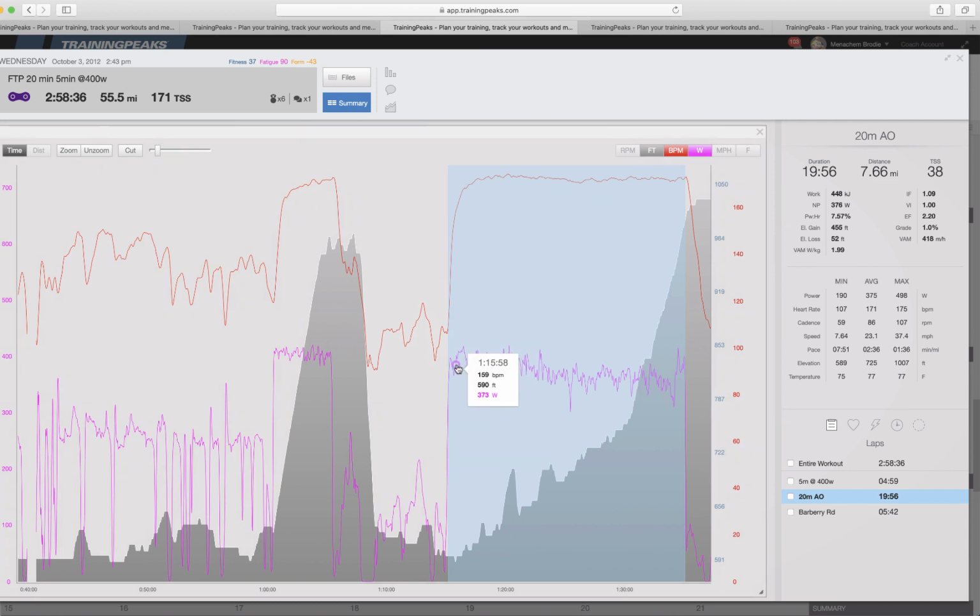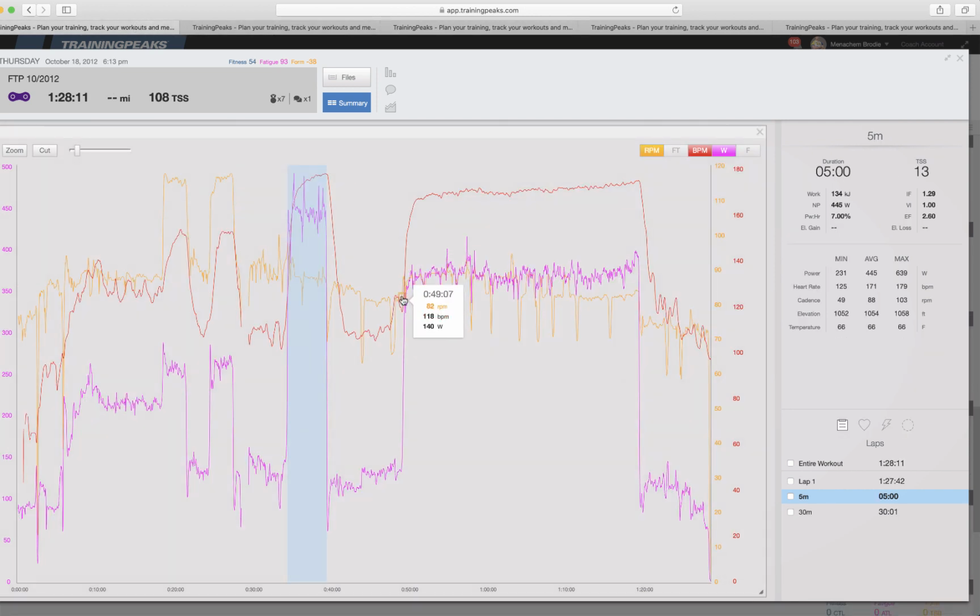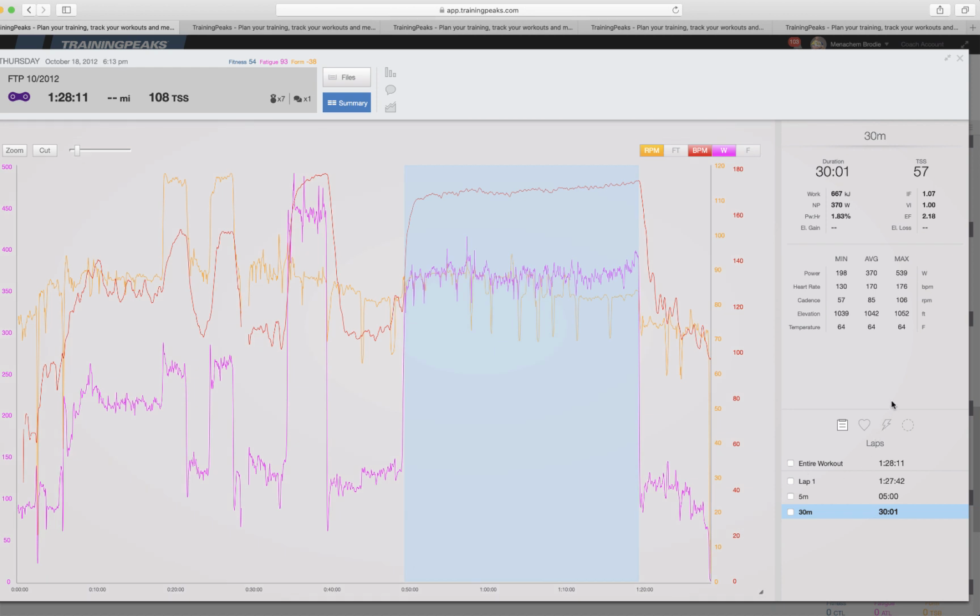So if we go back to Philippe's question, if we look at this 20-minute effort, even though it's an all out and he's really pushing at 375, I do not like this number nearly as much as the one that he put out on the 18th, about 15 days later for a half hour, because the half hour is much more steady. Granted, this was done on a trainer.